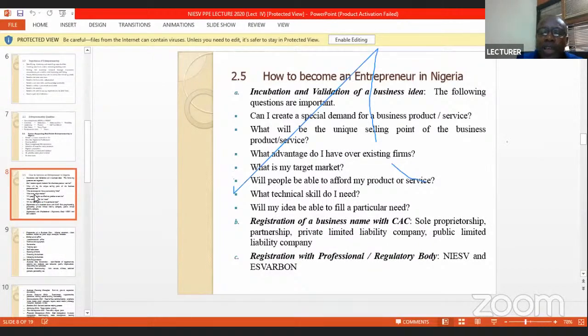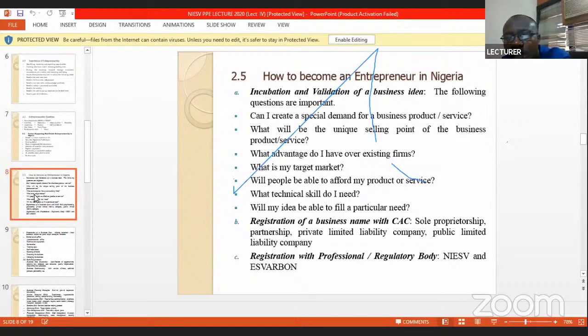The next one is, what is my target market? Who am I producing for? Where will I find such people? How do I get across to such people? The target market. Very, very important. Will people be able to afford my product or service? Can people afford it? Can they pay for it? If they can pay for it, then it means they can afford it.